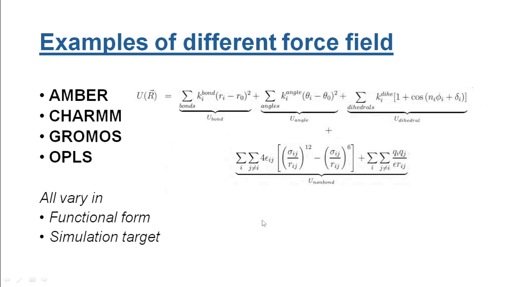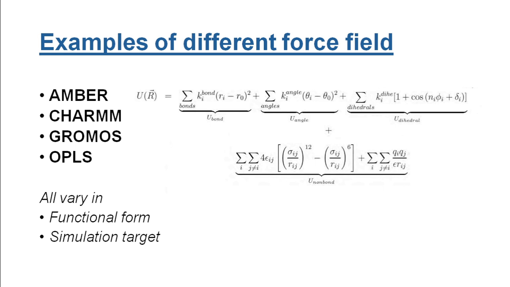You know the equilibrium bond length. In the CHARMM force field the equilibrium bond length may be 1 angstrom, but in case of the Amber force field it may be 1.03 angstrom. So that is the difference. Sometimes the simulation target is also different, like Amber force field is more suitable for DNA, RNA, this kind of biomolecules, and CHARMM is more suitable for protein-ligand complex or protein.